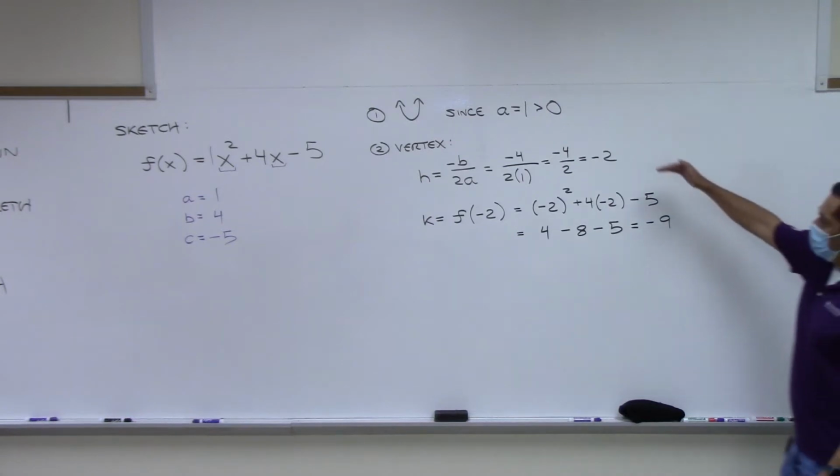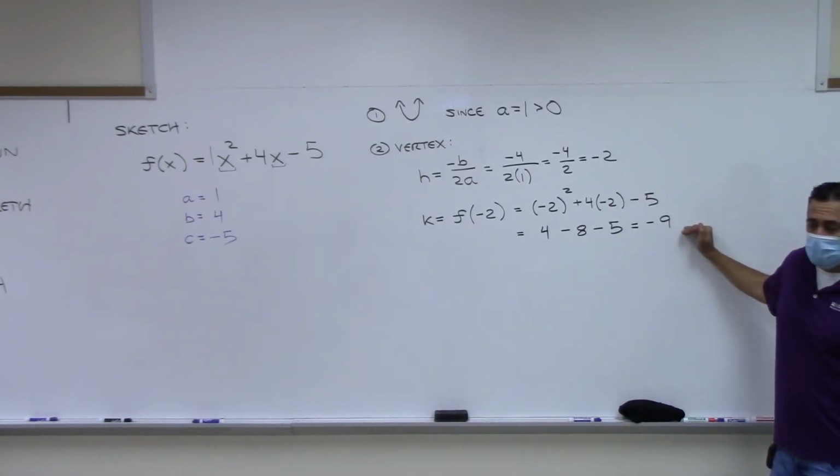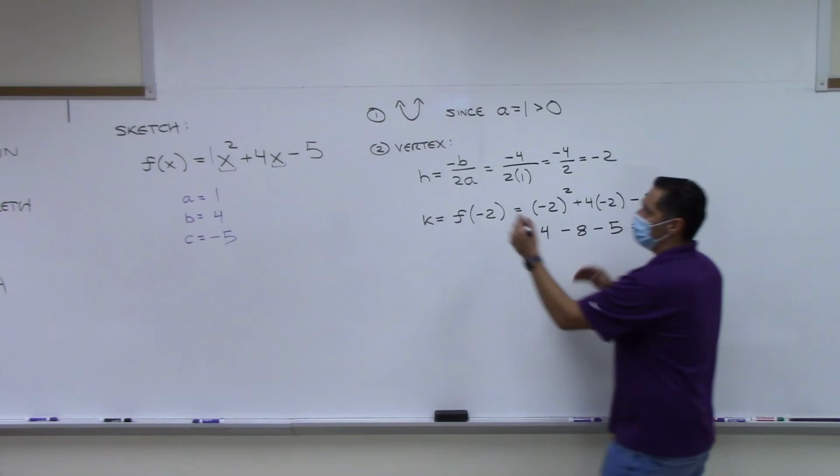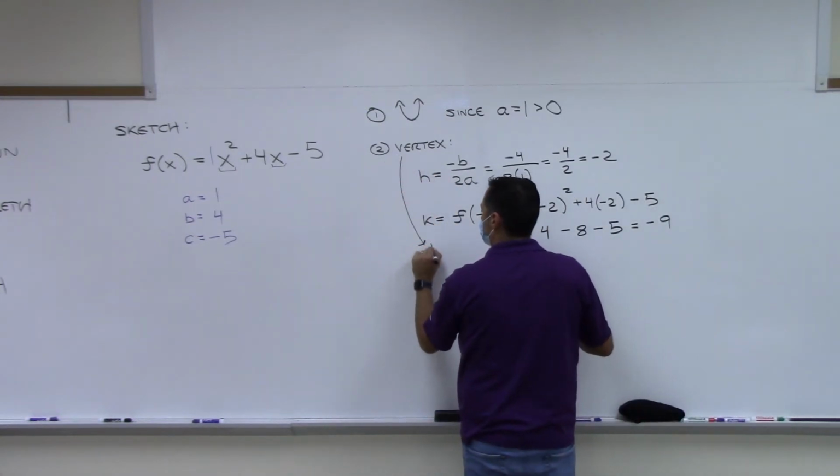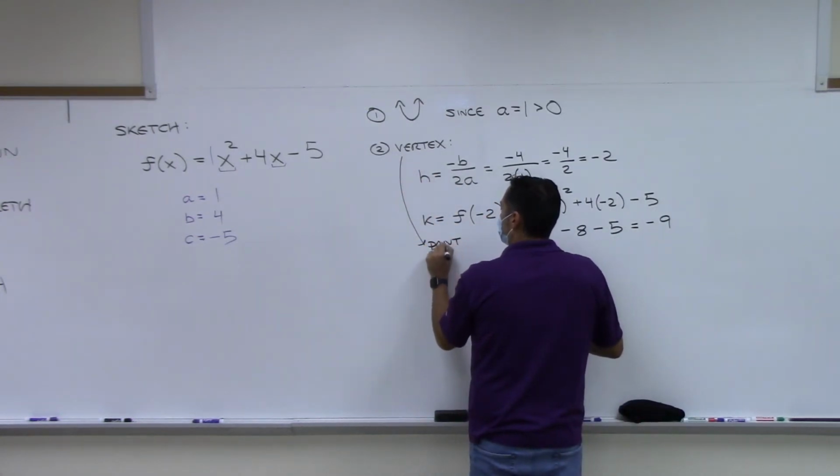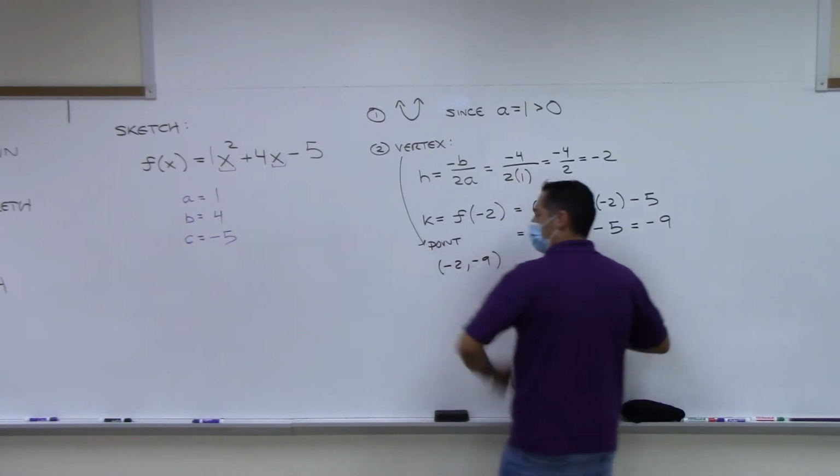So we know what h is and we know what k is, right? So I'm going to actually write the vertex as a point. Remember, this is a point, right? This is the point negative 2, negative 9.